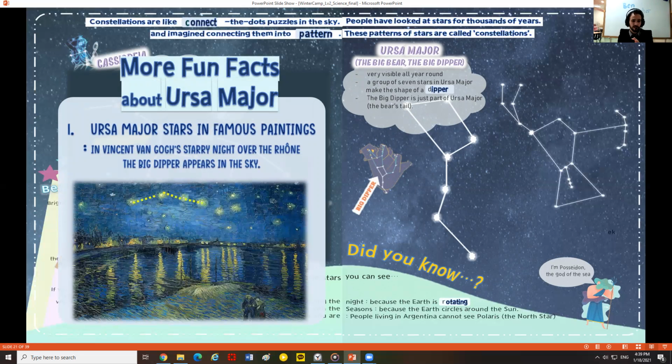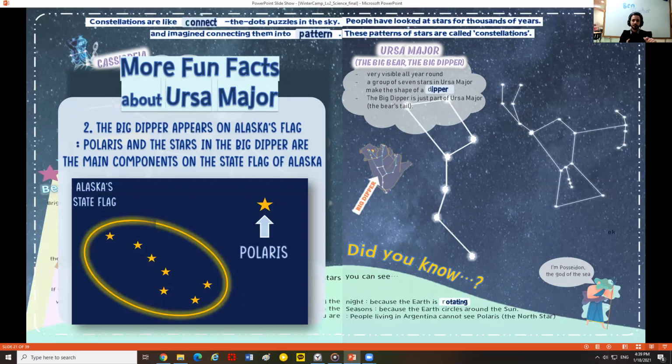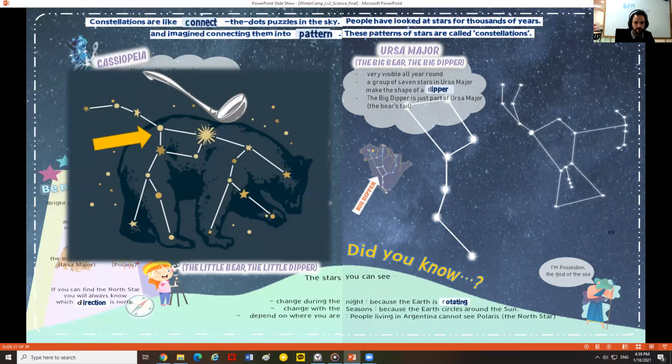So Ursa Major stars in famous paintings. It's in one of Vincent van Gogh's paintings. You can see it in the night sky. It also appears on Alaska's state flag. In America, Alaska's flag features the Big Dipper, and there's Polaris in the corner.